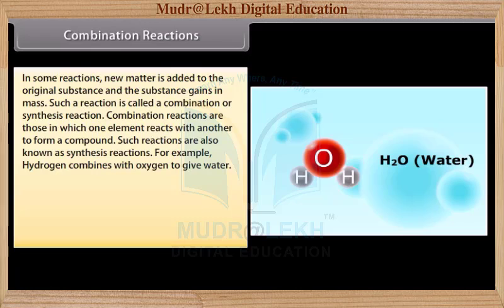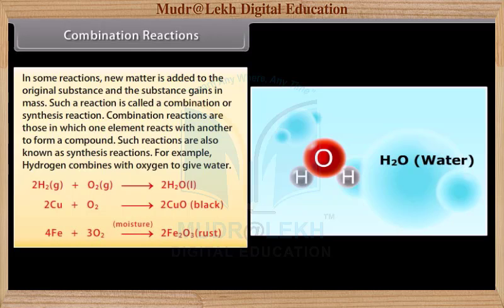Combination reactions are those in which one element reacts with another to form a compound. Such reactions are also known as synthesis reactions. For example, hydrogen combines with oxygen to give water. 2H2 plus O2 gives 2H2O. 2Cu plus O2 gives 2CuO. 4Fe plus 3O2 gives 2Fe2O3, rust.